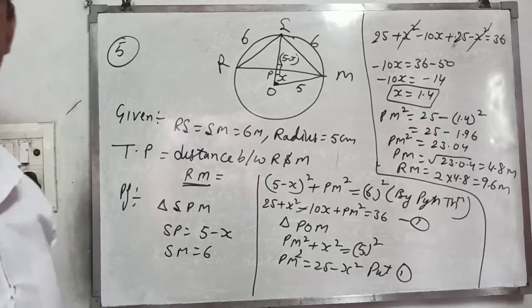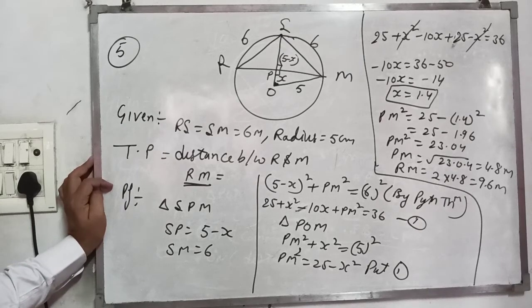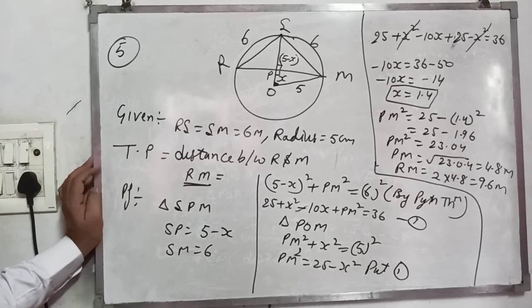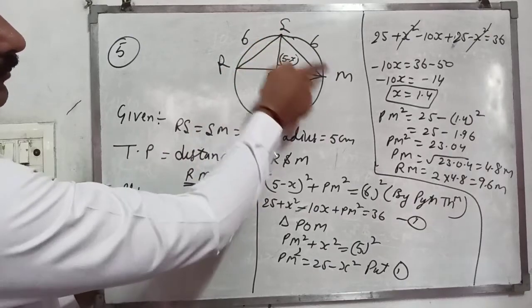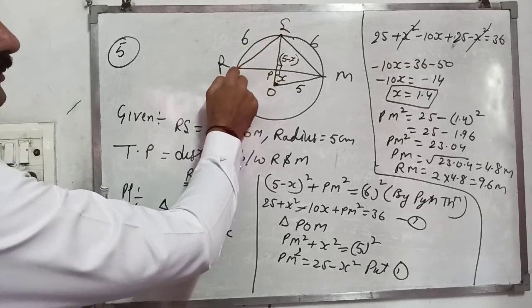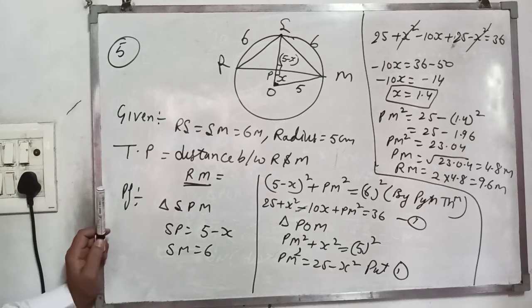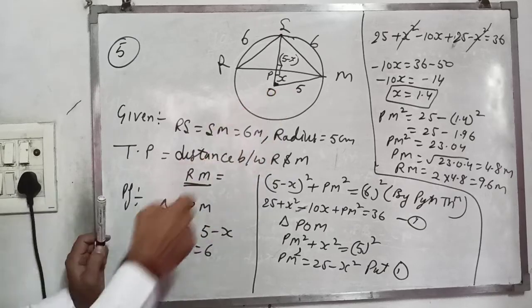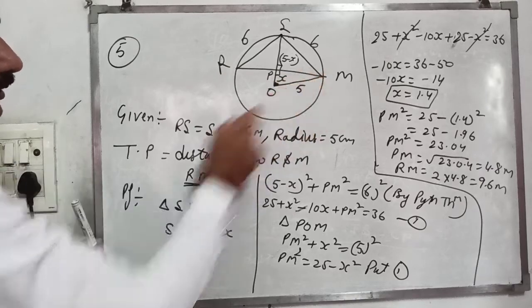So come to the next question, that is question number 5. 3 girls, Reshma, Salma and Mandeep, they are playing a game and standing on the circle of radius 5 centimeter. Reshma throws a ball to Salma and Salma to Mandeep. That is, the distance between Reshma and Salma is 6, and Salma to Mandeep is also 6 meter. Right? We want to find the distance between Reshma and Mandeep. Okay, so radius is 5. Now to find that RM, the distance between Reshma and Mandeep.